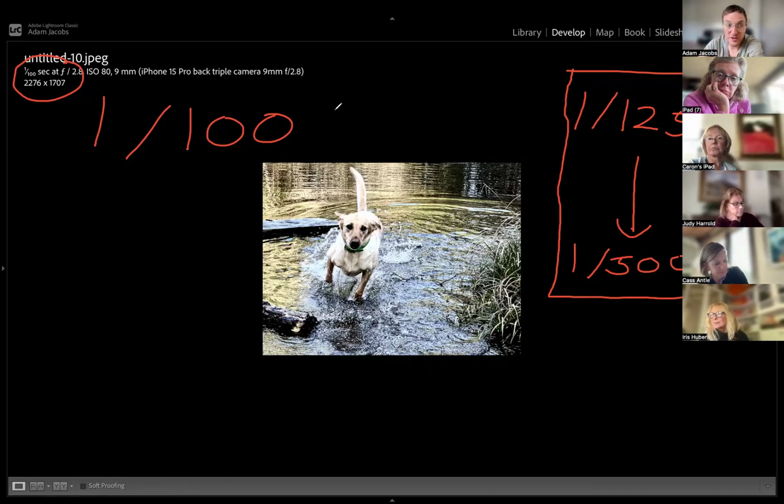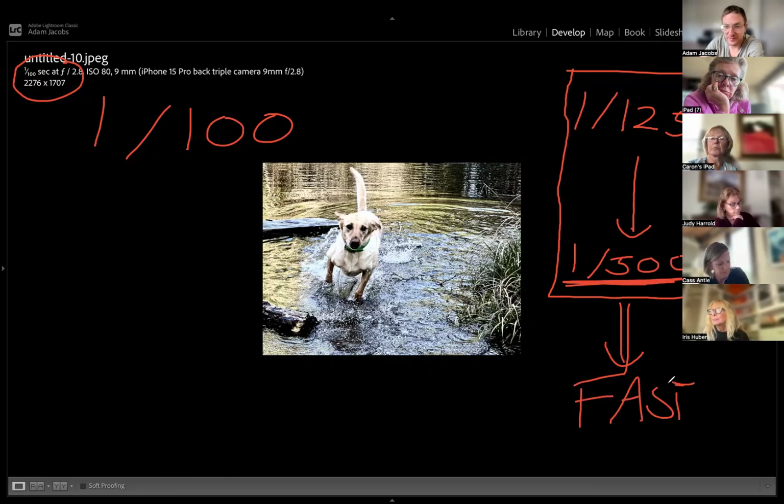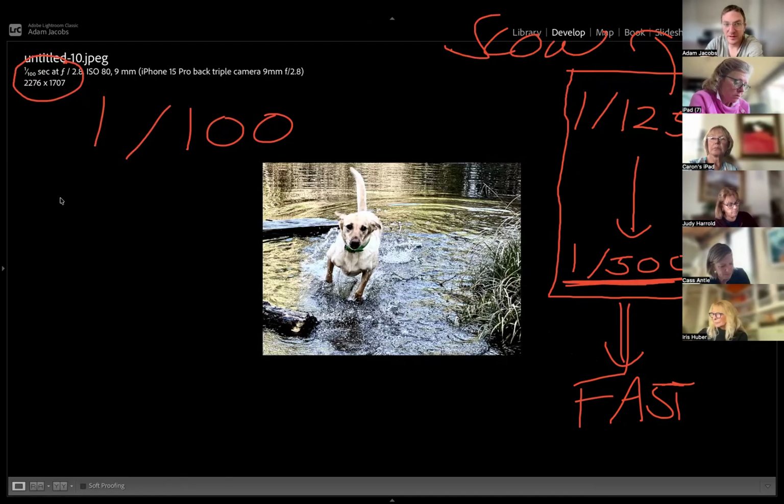Remember, I said we as humans see at 1/100th. Anything above 1/500 is considered a fast shutter speed, and that's what we need for capturing movement, especially fast movement like this. And anything below 1/125 is considered a slow shutter speed, and that's what we need to show movement.